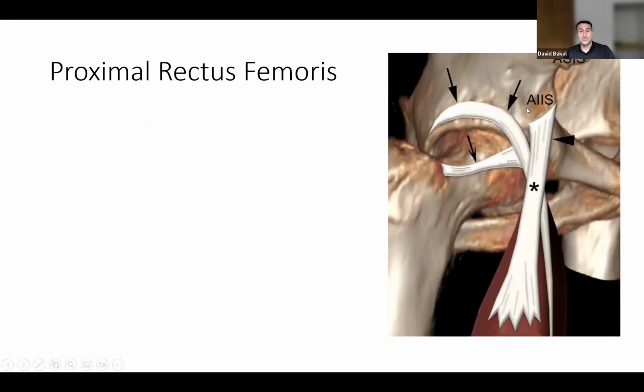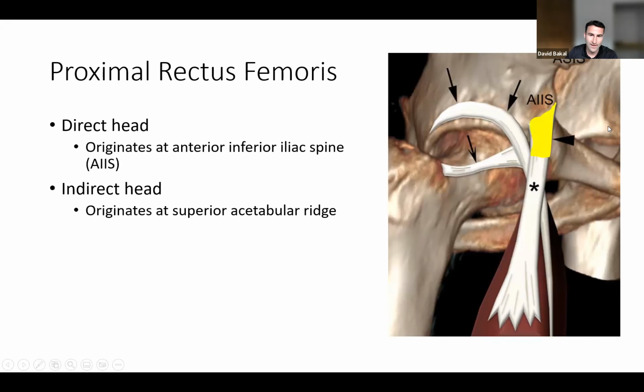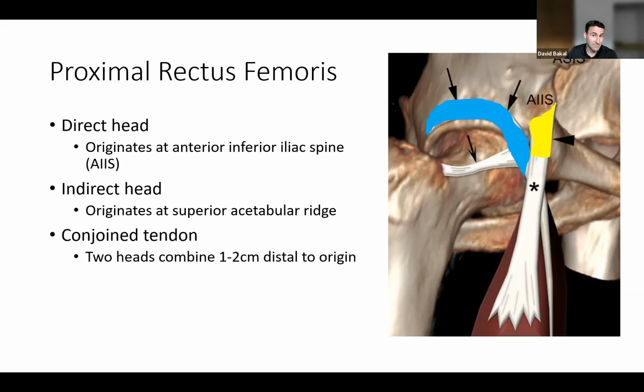So we'll blow up that image a bit and then walk you through this slide and what we're looking at. The proximal rectus femoris has 2 heads. There's a direct head, which is here in yellow, that originates on the AIIS. And then there's an indirect head that originates at the superior acetabular ridge and has that curved shape. The 2 of them combine to form something called the conjoined tendon, about 1 to 2 centimeters distal to their origin. That's this green structure right here.